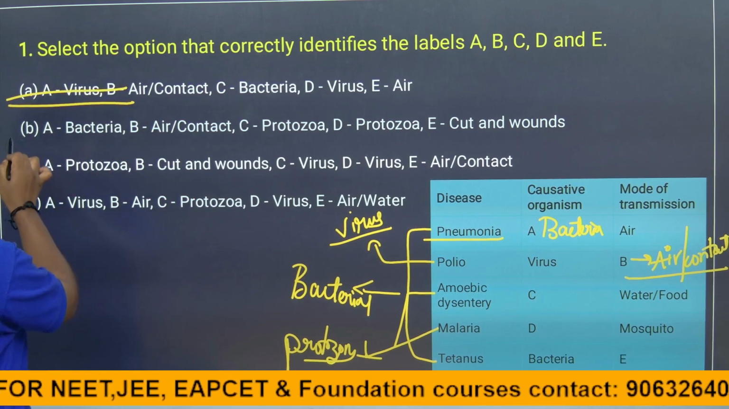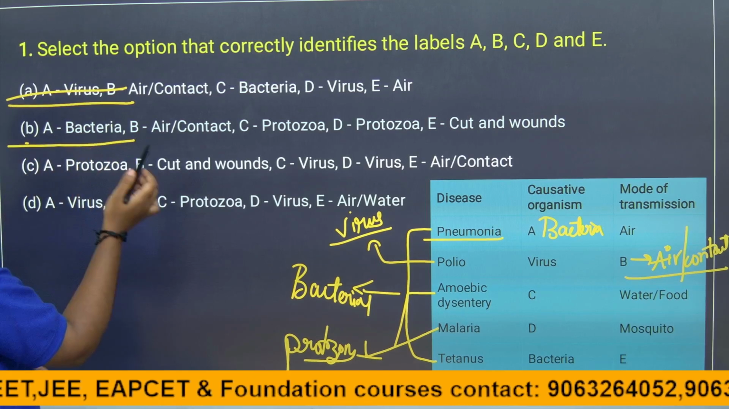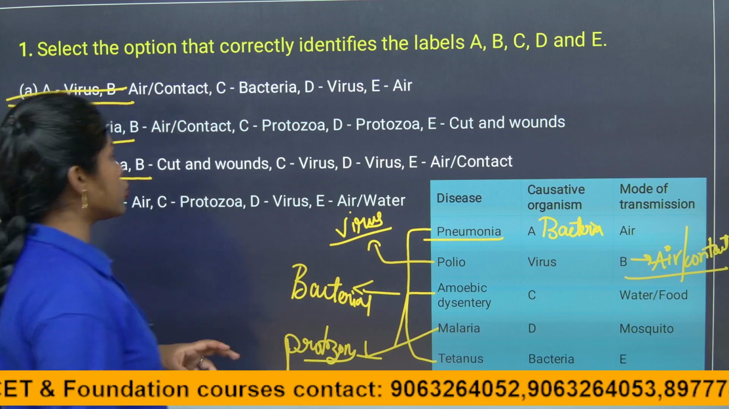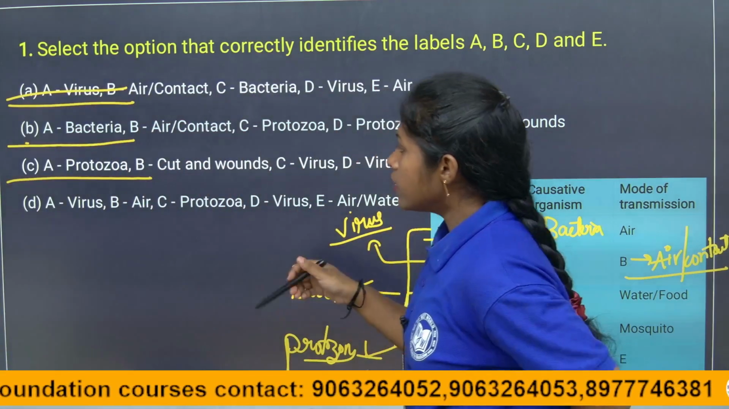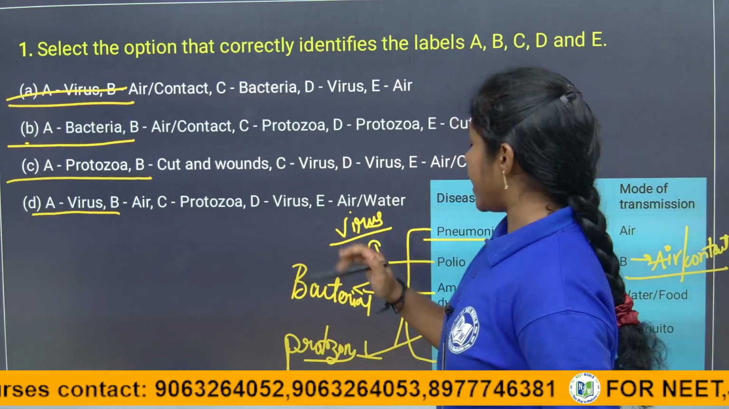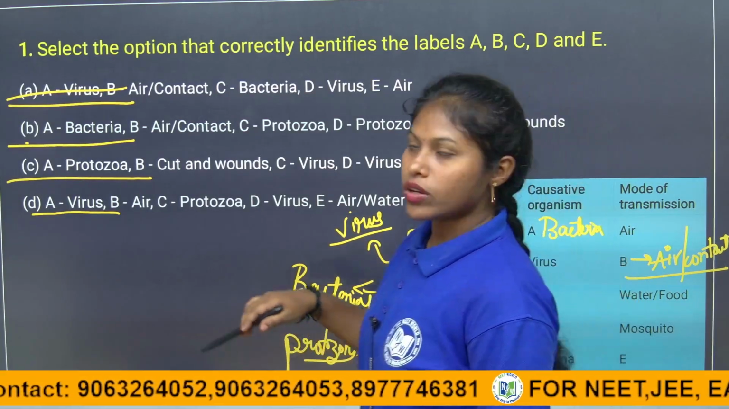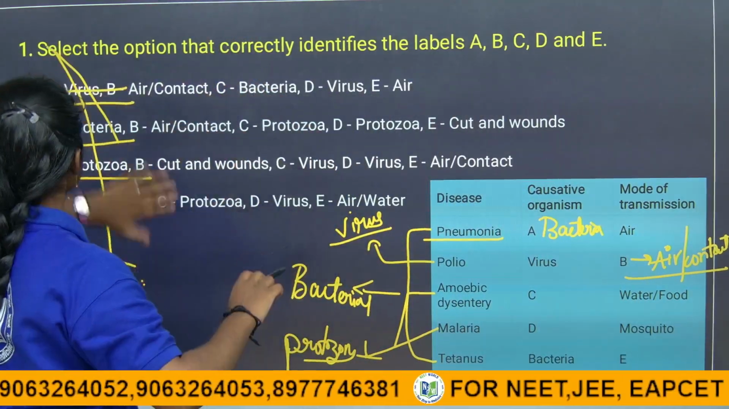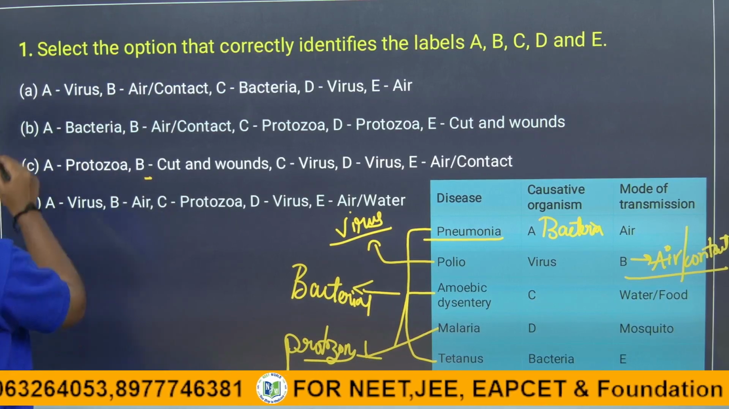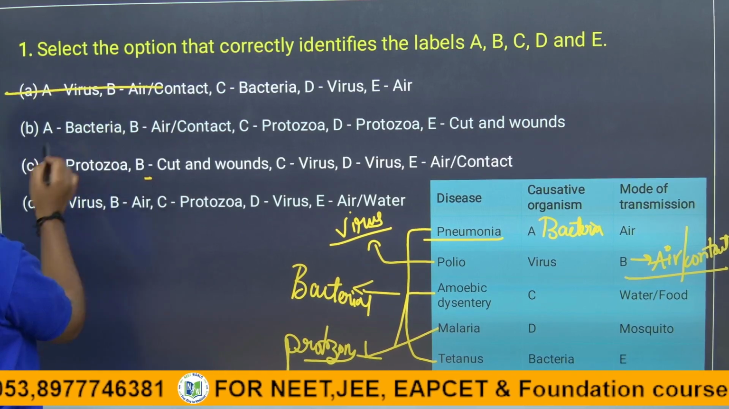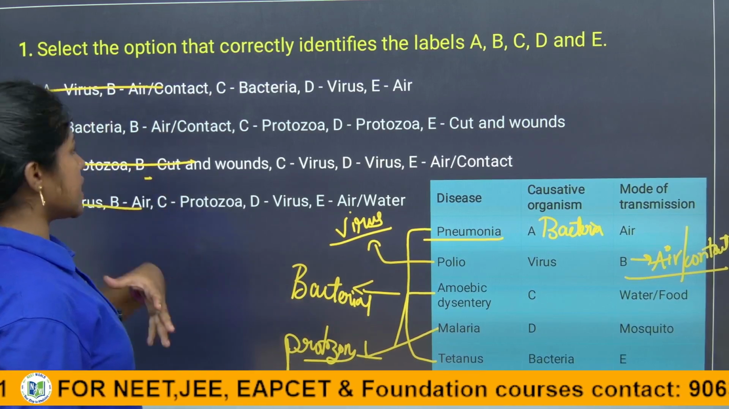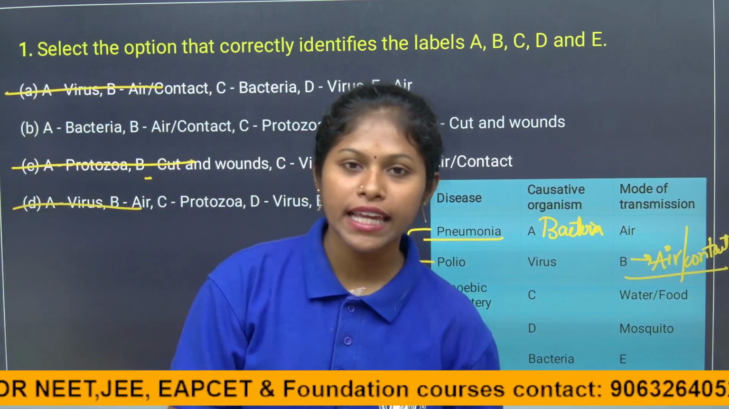And here A is given as bacteria, so we can consider this option. And here A is given as protozoa. Is pneumonia caused by a protozoan? No, it is a wrong answer. Coming to the next, here A is given as virus. No, A is bacteria, we know about it. So, children, we are directly eliminating options, because we know A is bacteria. We are eliminating 3 options easily, because we know pneumonia is caused by bacteria.